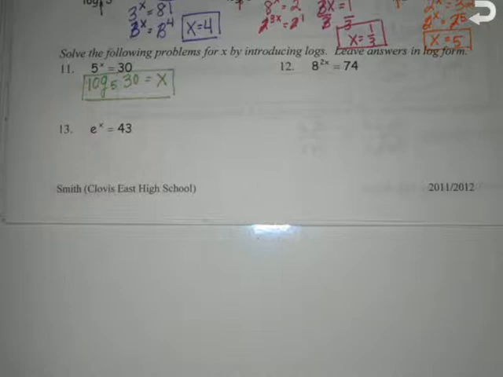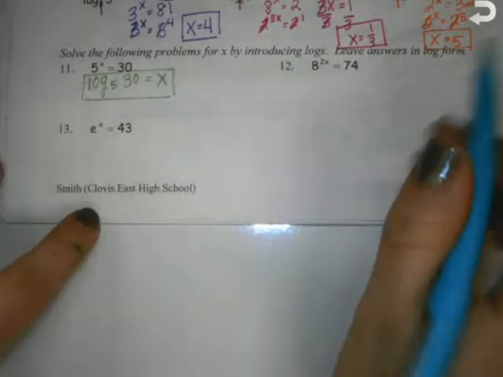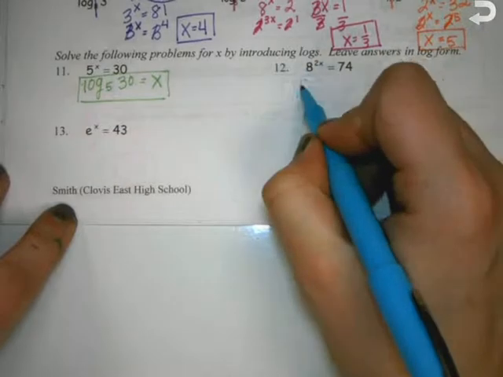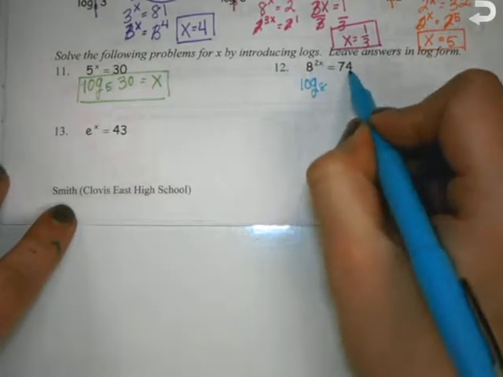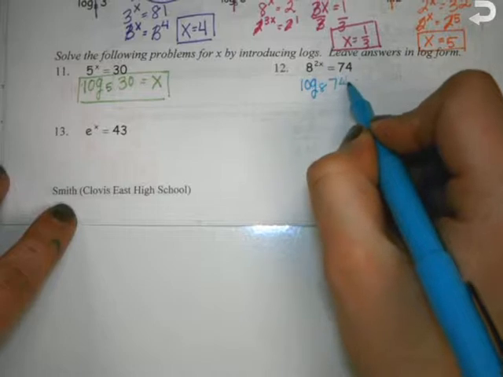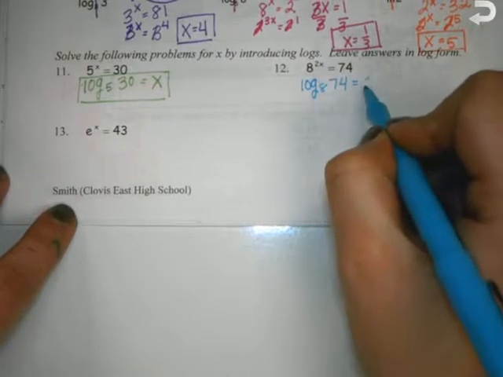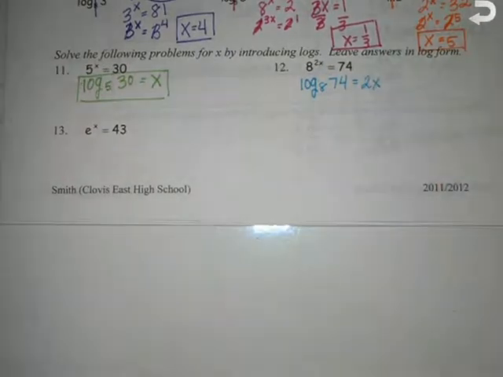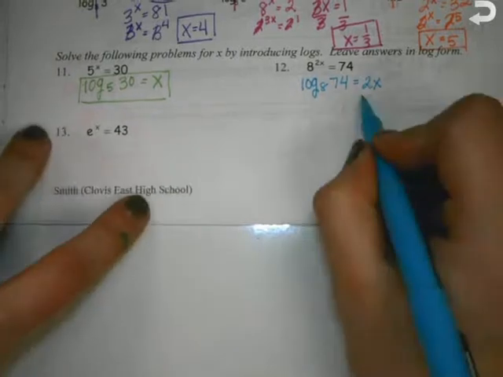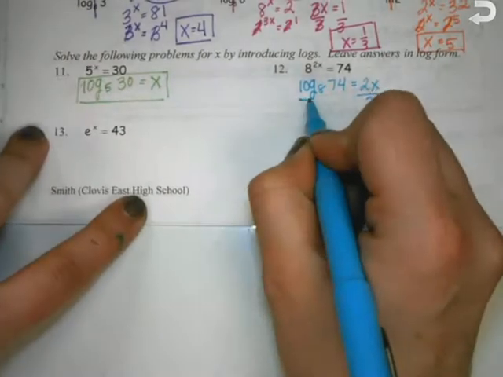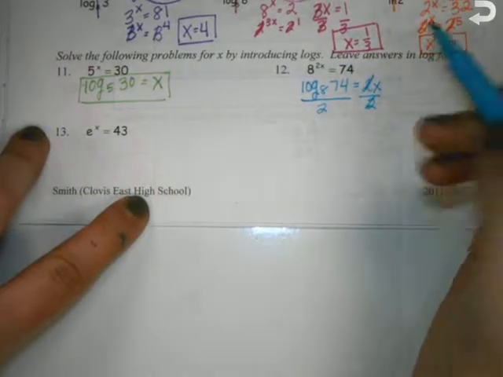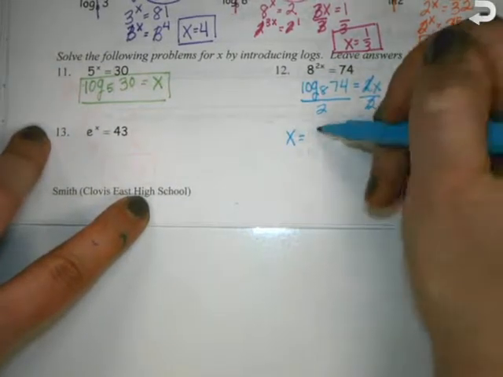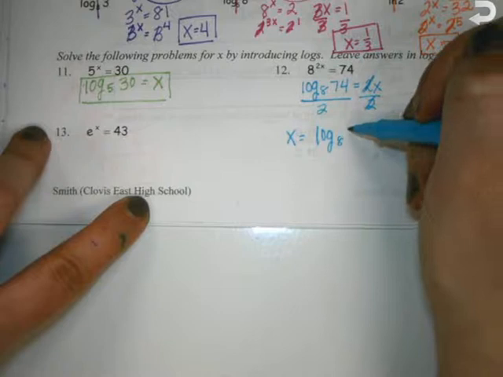How would I rewrite this as a log first? Log base 8 of 74 equals 2x. Okay, am I solved for x yet? No. I have to divide by 2 first, which means I divide the entire log by 2. So that is x equals log base 8 of 74 over 2, or we could also write 1/2.